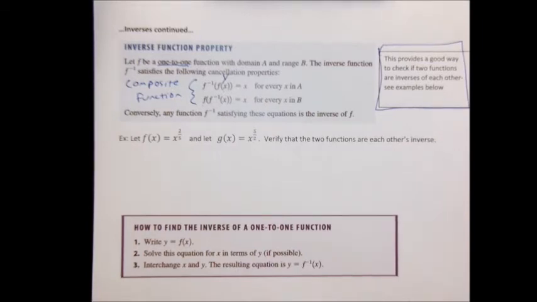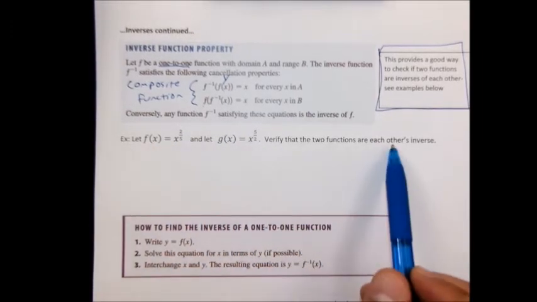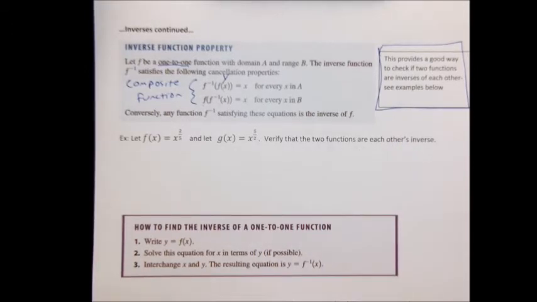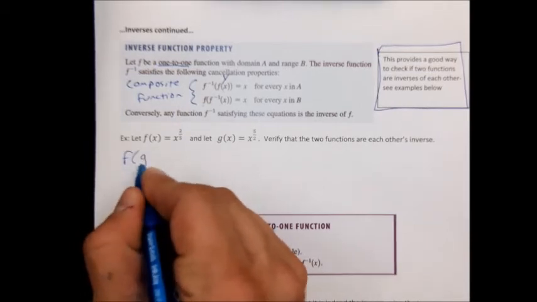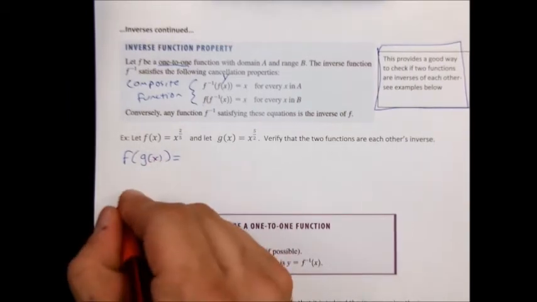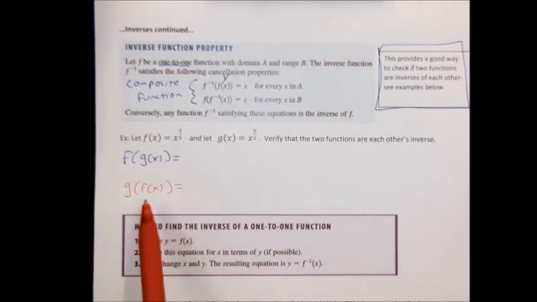So let's look at one example of that. We've got our two functions, f of x and g of x. And let's verify that they are each other's inverse. Let's plug them into each other and see if everything cancels out and we get x. So I'm going to plug g into f and see what happens. And then I'm going to plug f into g and see what happens. And we know this notation. This is just the composite function notation.